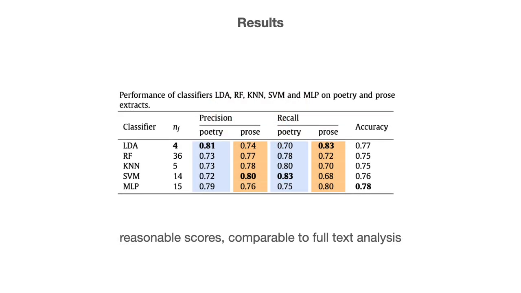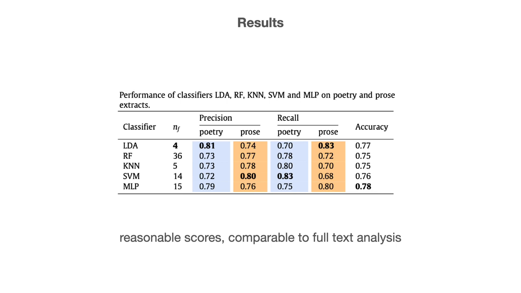And by doing that, we get the features, right? So the first thing that we can do is try to see if we can distinguish between prose and poetry. And we were able to get reasonable scores for that. It means that with like 8 out of 10, it makes the correct choice. And for that, we used several classifiers.